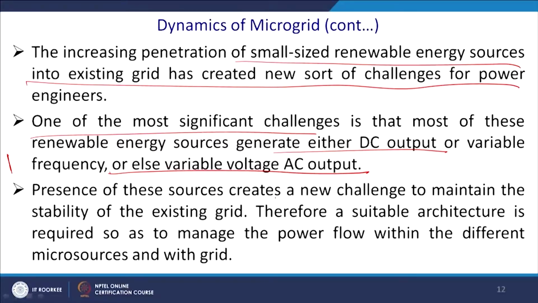Presence of these sources creates new challenges to maintain the stability of the existing grid, because you know that a synchronous generator will inject power to the grid at a constant voltage, but it is unlikely in the case of the microgrid. So, solar will give you the voltage depending on its irradiation. Therefore, a suitable architecture is required to manage the power flow among the different micro sources within the microgrid.